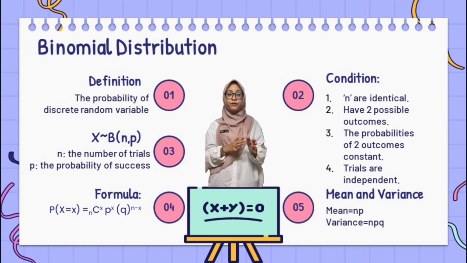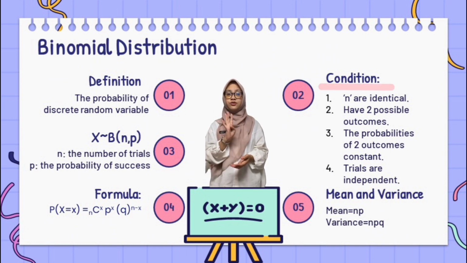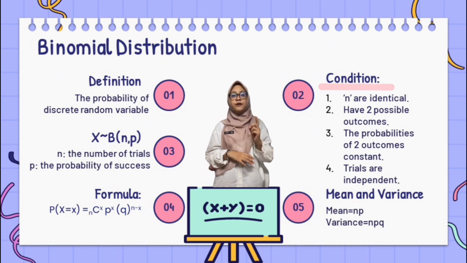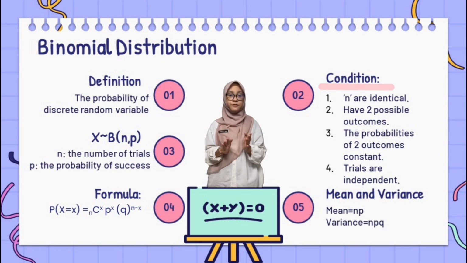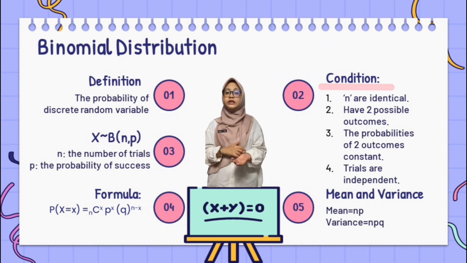Next, before you perform the binomial distribution, there are 4 conditions you need to satisfy. If one of these conditions is not satisfied, then you cannot proceed to the binomial experiment. The first condition is the number of trials, which we denote as n, are identical, which means the experiment will be repeated n times under the same condition.